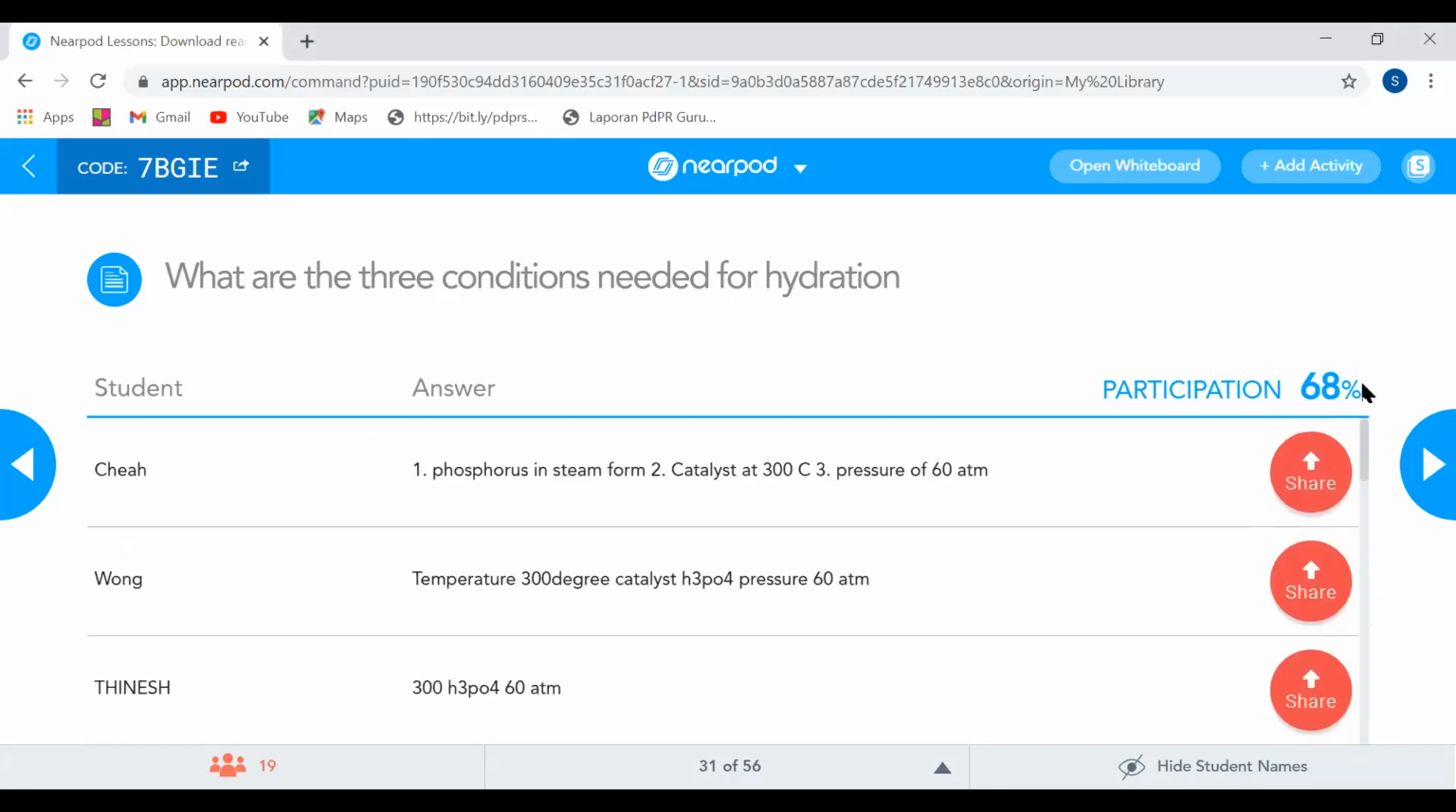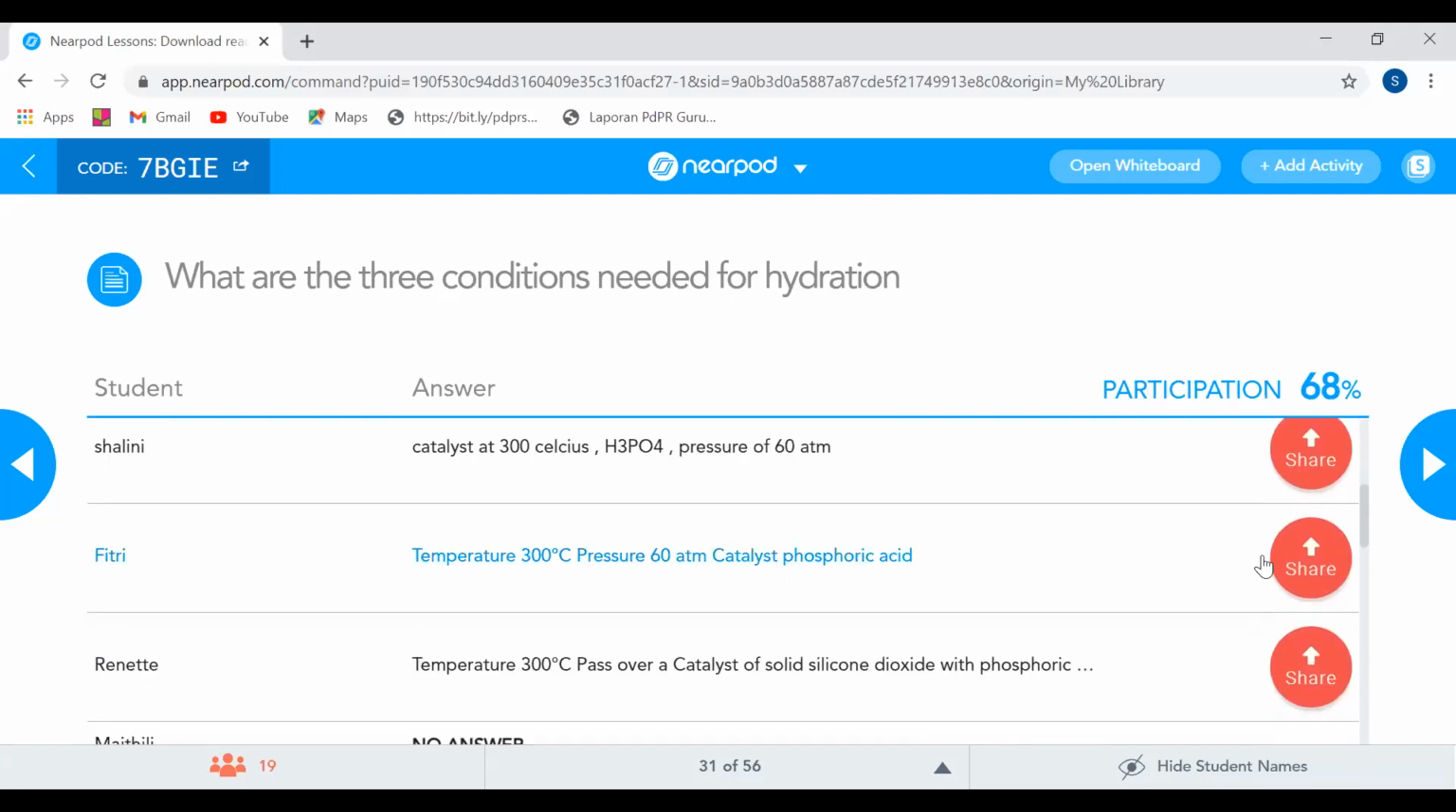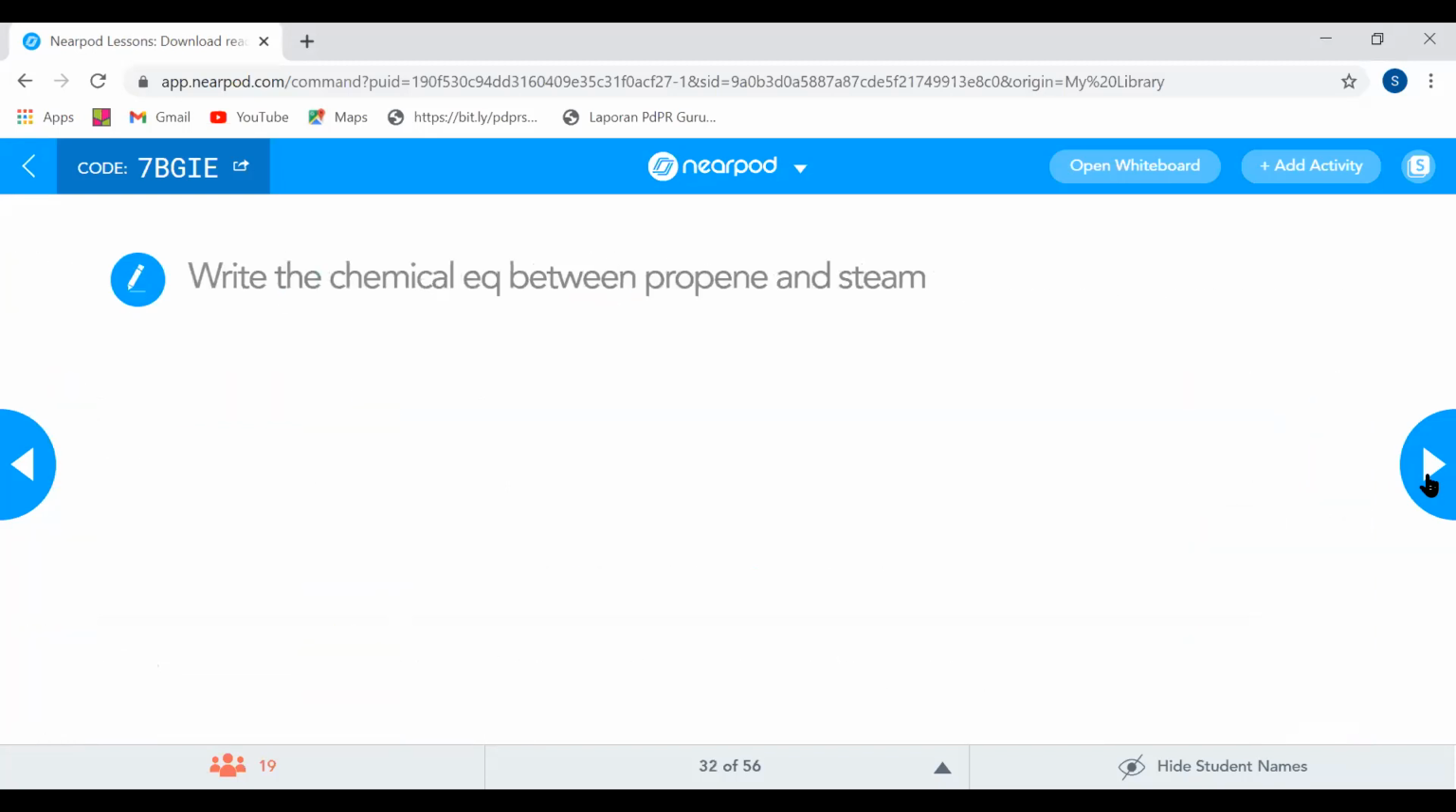Okay, so for those of you who got it wrong, this will be your answer. Let me just share with you one person's answer. I'll share Fitri's answer. All of you can see Fitri's answer on your screen, right? Okay, so that would be the perfect answer that I want. All right, so now let's move on.